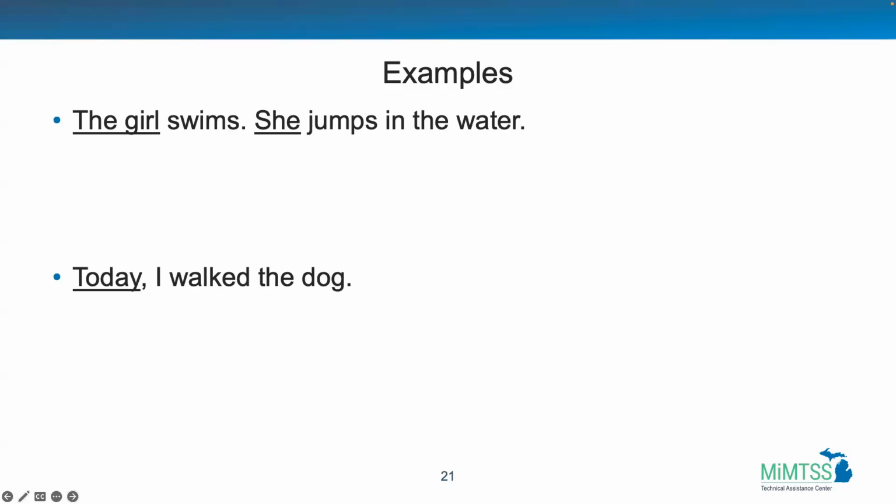Here is another example. Today, I walked the dog. Today is telling me when. After lunch, I walked the dog. After lunch is telling me when. The difference between these two whens is that one is a word and one is a phrase. Today is a word, after lunch is a phrase, both telling me when. So here we have an adverb and an adverbial phrase.